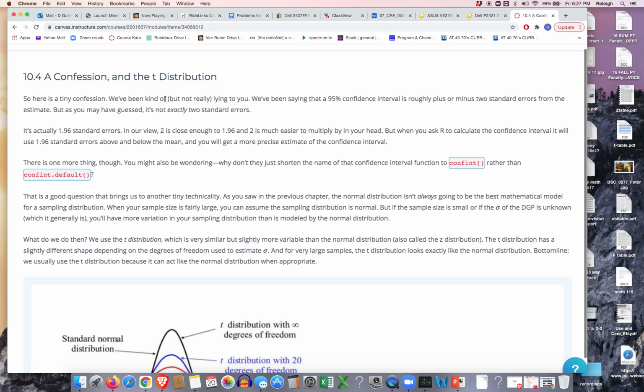Here's the confession. We've been kind of, but not really lying to you. We've been saying that a 95% confidence interval is roughly plus or minus 2 standard errors. And yes, I've taken a stats class where they use 2 the entire time. But this is back when calculators were really expensive. So that's what they just did. So people could just do it pencil and paper, I guess, or with their slide rule or whatever they did.